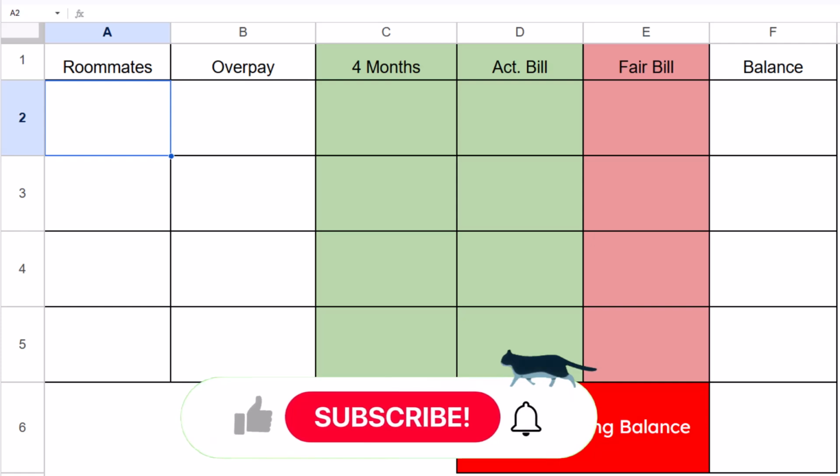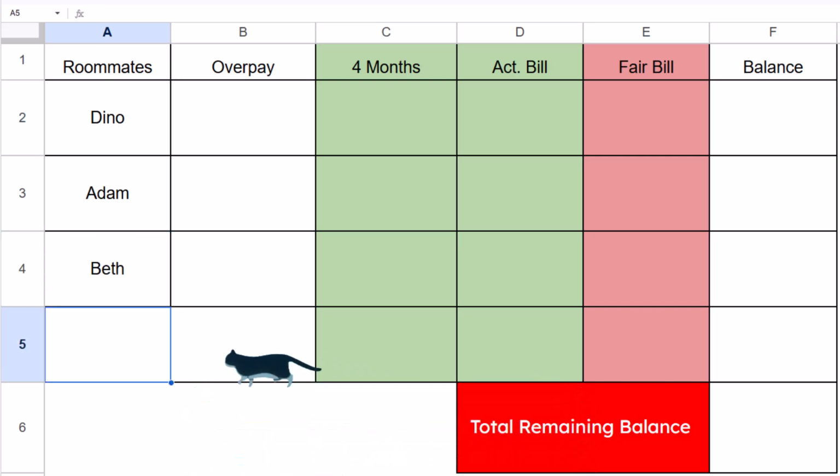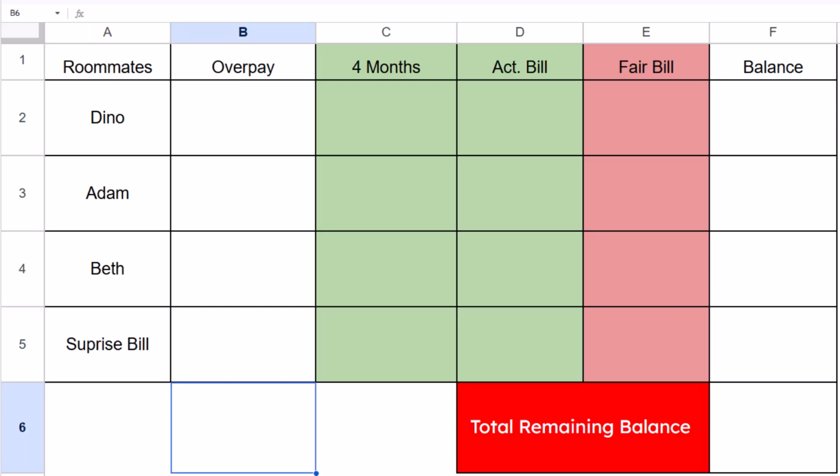This problem sets itself up to be solved using Excel kind of rather easily. So that's my initial approach, of just listing off all the roommates. We'll have Dino, instead of friend A, we'll have Adam, instead of friend B, we'll have Beth. And then we'll put the surprise bill down here just because it looks neater. As far as the overpayments went, Dino wasn't paying anything extra. Adam was paying an extra $21.86. And Beth was paying an additional $11.86. And there's no surprise bill yet, so we'll just ignore that one for now.